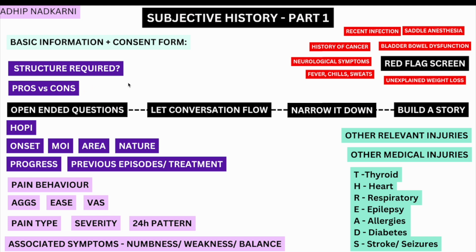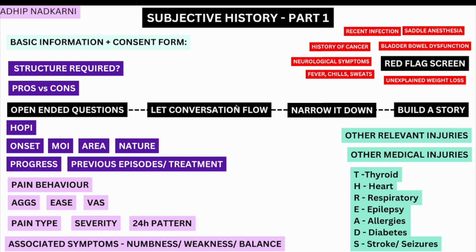Now, going to a semi-structured approach, what we would start with is a very open-ended question. For example, hi, how can I help you? A very simple question like this will allow the patient to really open up and tell what are their concerns, right? And we will let the conversation flow, let the patient say whatever they have to say, and then once they have finished talking, then we start narrowing things down by asking very specific questions to eventually build a nice story which will help patient make sense of their pain and help us to make sense of what is happening and what we need to treat.